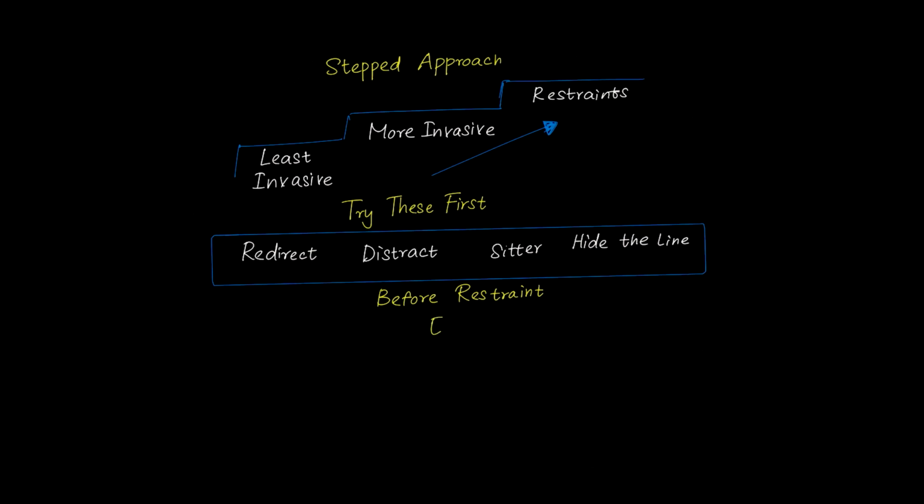Restraints carry real risks. Skin breakdown, circulation problems, emotional distress, and legal exposure if applied without proper justification. They belong at the top of the escalation ladder, not the bottom. Applying 4-point physical restraints immediately skips the progressive approach entirely. It jumps to the most restrictive option without trying anything else first. The study guide does not allow that shortcut.